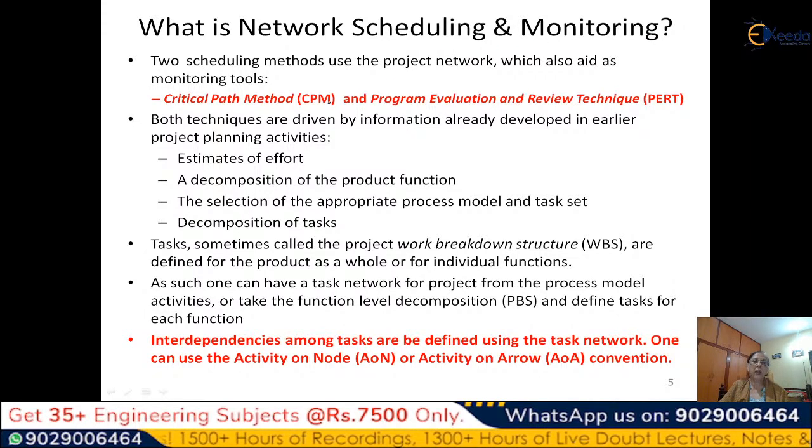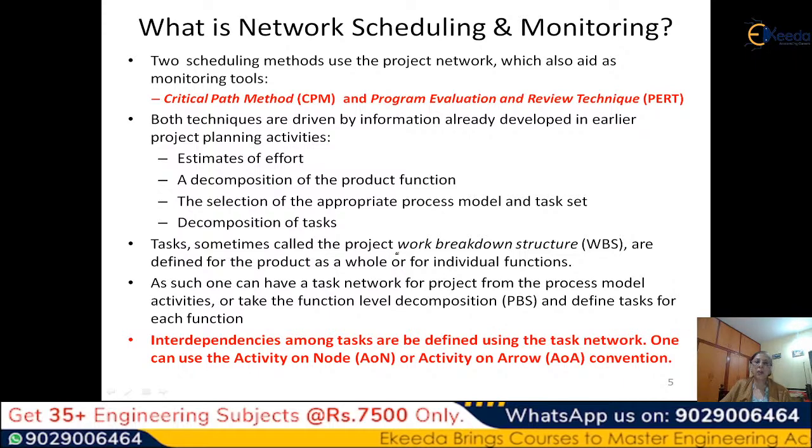So there are two methods. One is the critical path method. The other is the PERT method, program evaluation and review technique. In both techniques, what is common is that we have to estimate the effort of each task. If it is not done, then we have to break it further. Then we have to decompose the product function, select the appropriate process model and the task set, and decompose the tasks that we described in the previous slide.